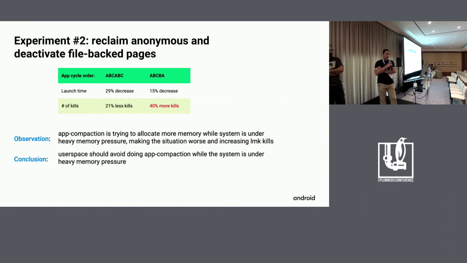After analyzing that, we found out that the reason for the regression is the timing of those deactivations on reclaim. When the system is already under pressure, you don't want to do the application compaction like that, because you are creating contention between kswapd or direct reclaim and your processes which try to compact the application. So by timing the application compaction at the right moments, when there is no memory pressure, we got rid of this regression also.